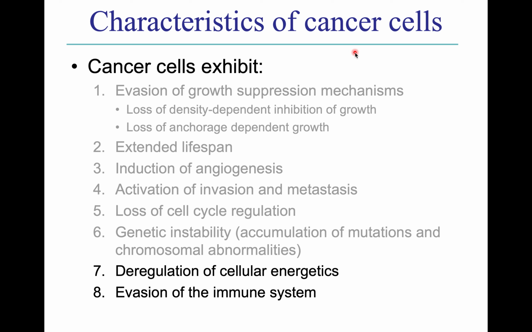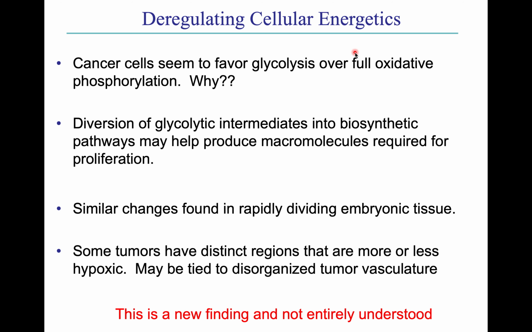All right, we're getting there. Last two, dysregulation of cellular energetics. And this was referring to this relatively new and not entirely understood finding that a lot of cancer cells actually seem to favor glycolysis over full oxidative phosphorylation. And we don't entirely know why that's the case.